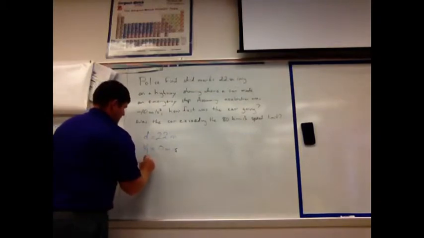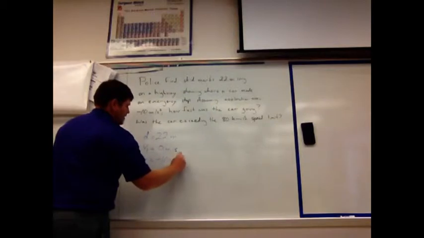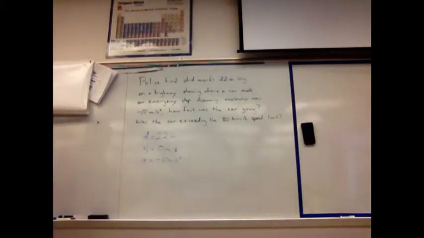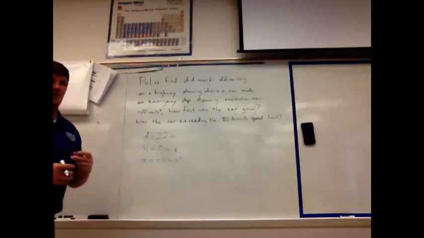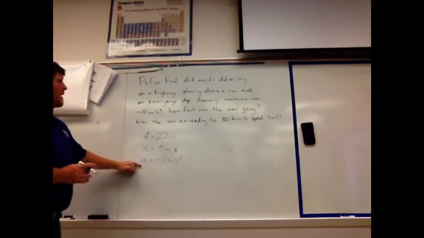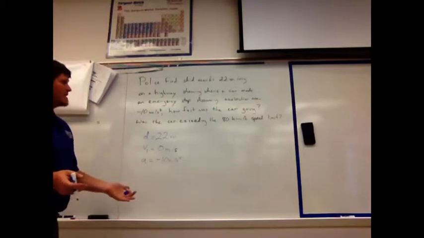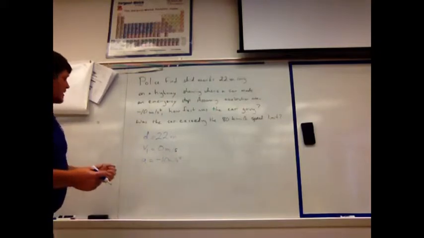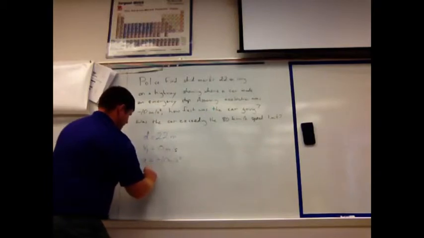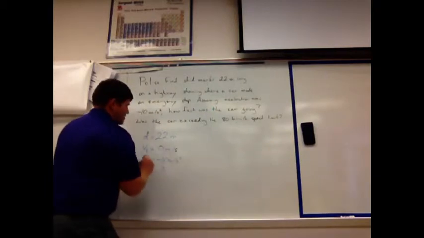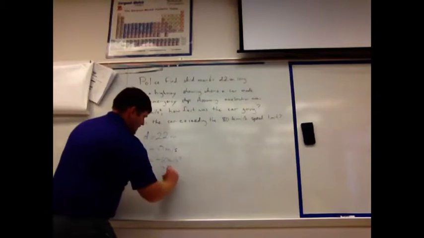Acceleration is a negative 10 meters per second squared. So that just tells us it's slowing down. I'm writing this down; this is exactly what yours should look like. How fast was the car going? That's asking what our initial velocity was before we stopped. So v naught equals question mark, and our units are going to be meters per second.